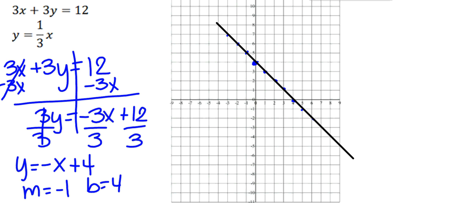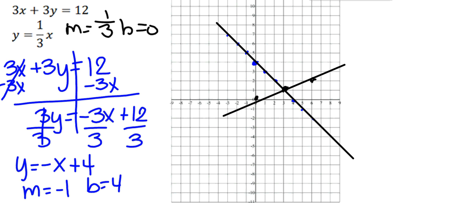My second equation is y equals 1/3 x. So my m is 1/3. I don't have a b. It doesn't have a constant, so my b is just 0. So I'm going to start at 0. I'm going to go up 1 and to the right 3. Up 1, to the right 3. Excuse me. Go ahead and draw my line.